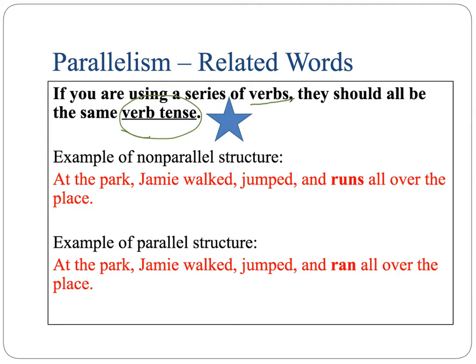So in this example, at the park, Jamie walked, jumped, and runs all over the place. So I need to look at the different verbs that I have here, walked, jumped, and runs, and identify the tense. So walked is past, jumped is past, and then runs is present. So that's not parallel. So I have to come down here and change runs to ran, which is also past.